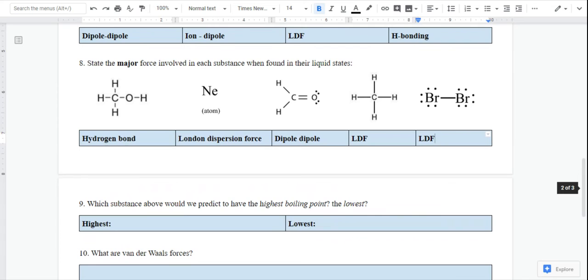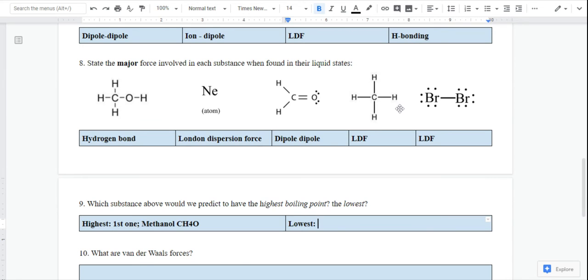So if we want to know which one would have the highest boiling point and the lowest, to answer the highest, we just need to know which one has the strongest type of intermolecular force, and it's the first one. Yeah, and that's methanol, or you could put CH4O. And then for the lowest, now there's three that have LDF, London dispersion force.